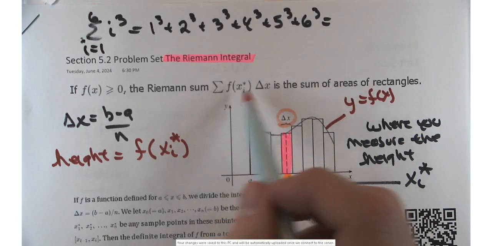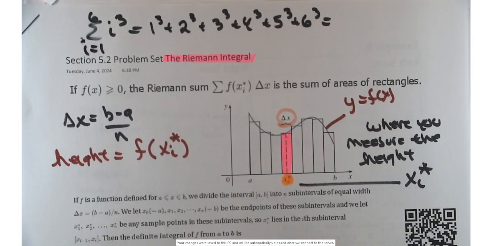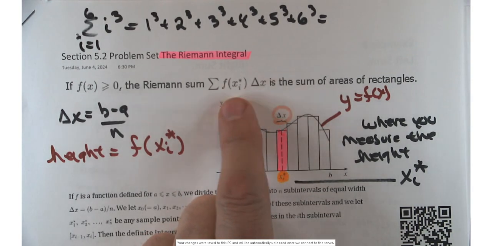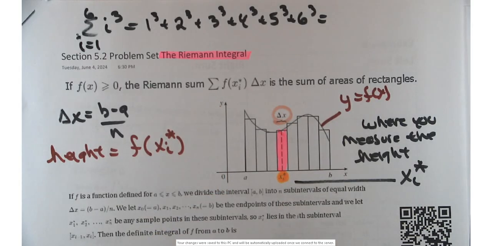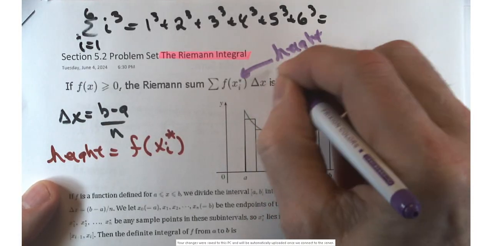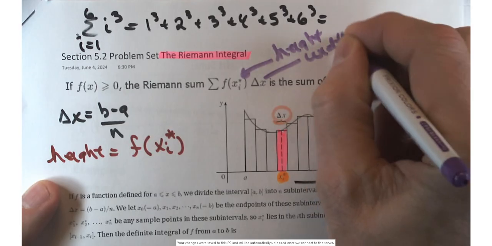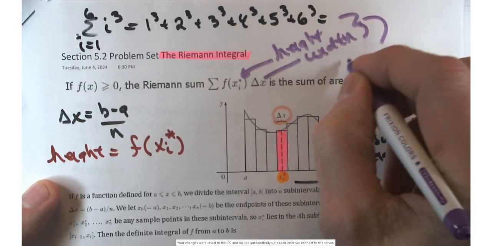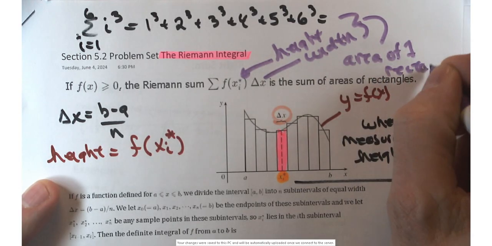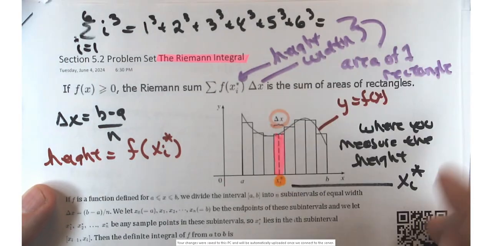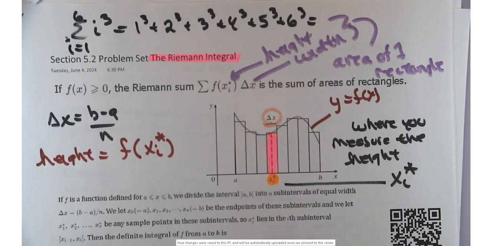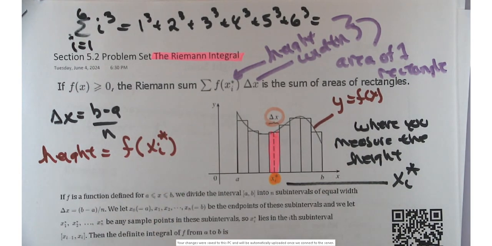And if you look at this product in here, what you've got is the area of one rectangle is just this product. It's the height times the width. And together, that's the area of one rectangle. Now when you add up the area of all these rectangles, which is what that summation is doing for you, that's an approximation to the area underneath this curve.